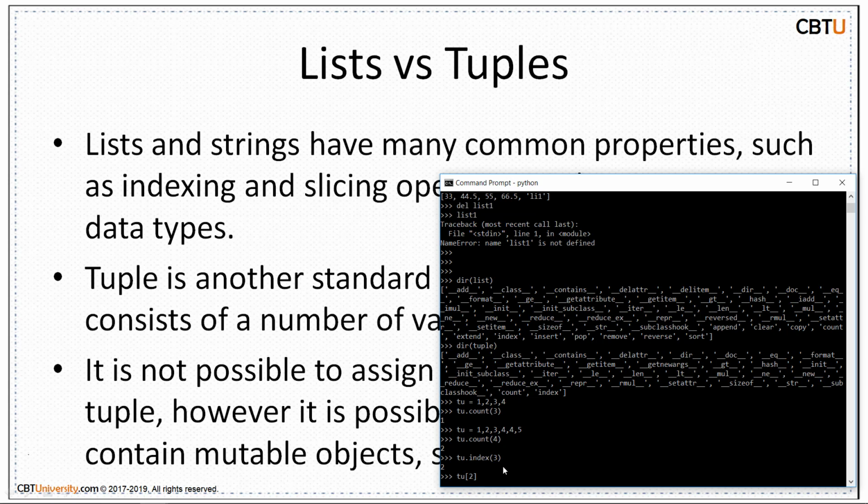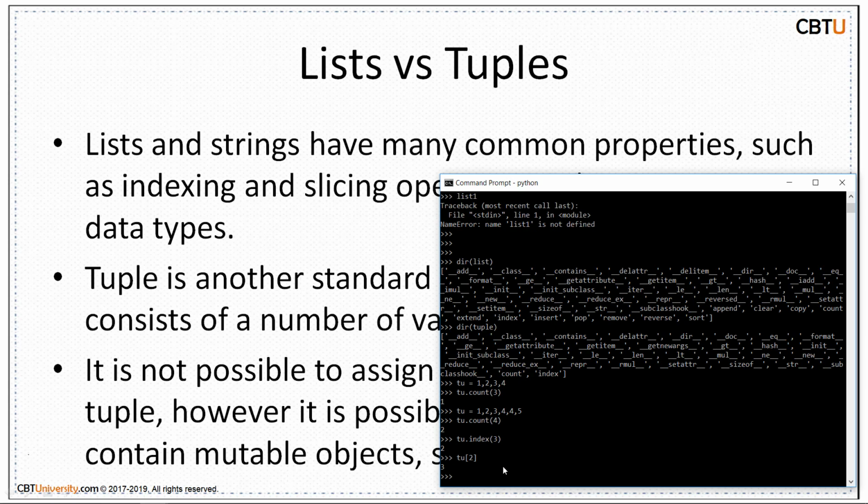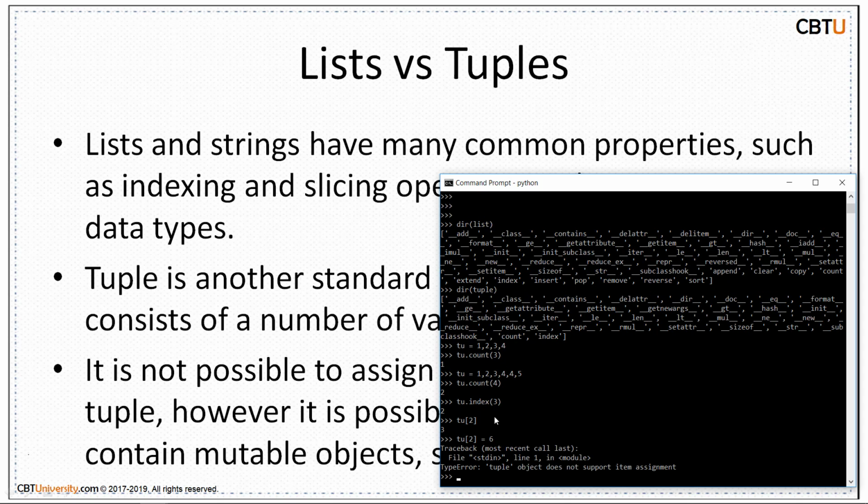The item at index 2 is number 3. If we want to assign it to 6, it gives error. The tuple object doesn't support item assignment, whereas list supports.